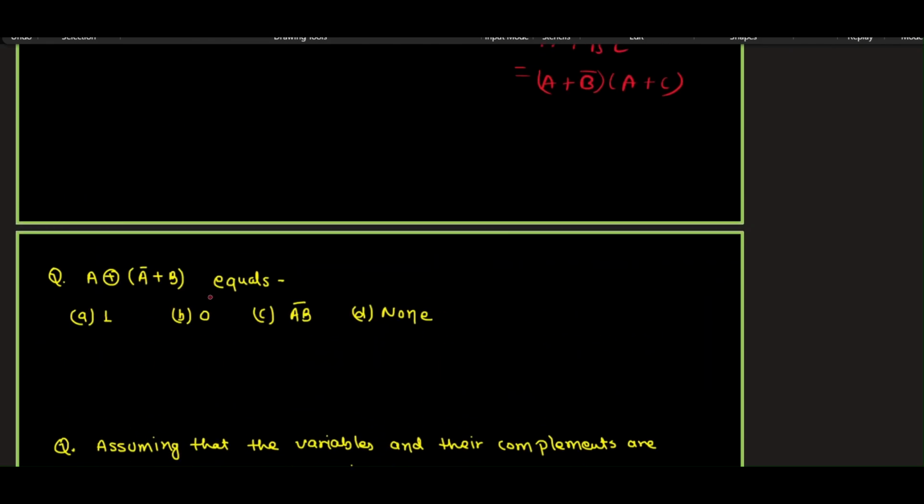A XOR A bar plus B is equal to, okay, first of all, do not apply the distributive property in the XOR gates. This is the catch here. You just expand it as it should be expanded. I'm just expanding it using the XOR property, right?